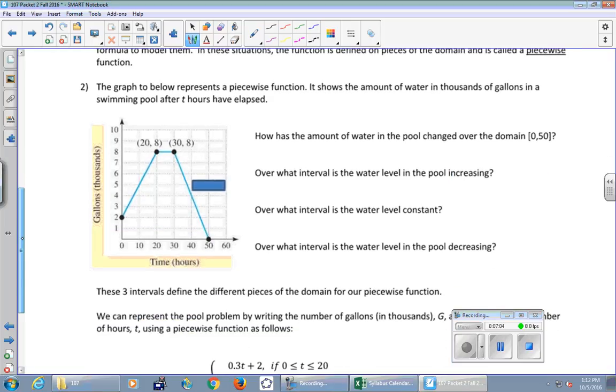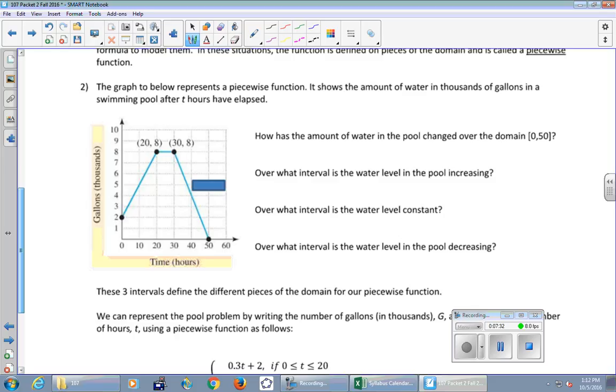Number 2, the graph below represents a piecewise function. It shows the amount of water in thousands of gallons in a swimming pool after t hours have elapsed. So the bottom axis is time, the vertical axis is the amount of water sitting in the tank in thousands of gallons. First question, how has the amount in the pool changed over the domain 0 to 50? That is from time 0 to time 50 hours.